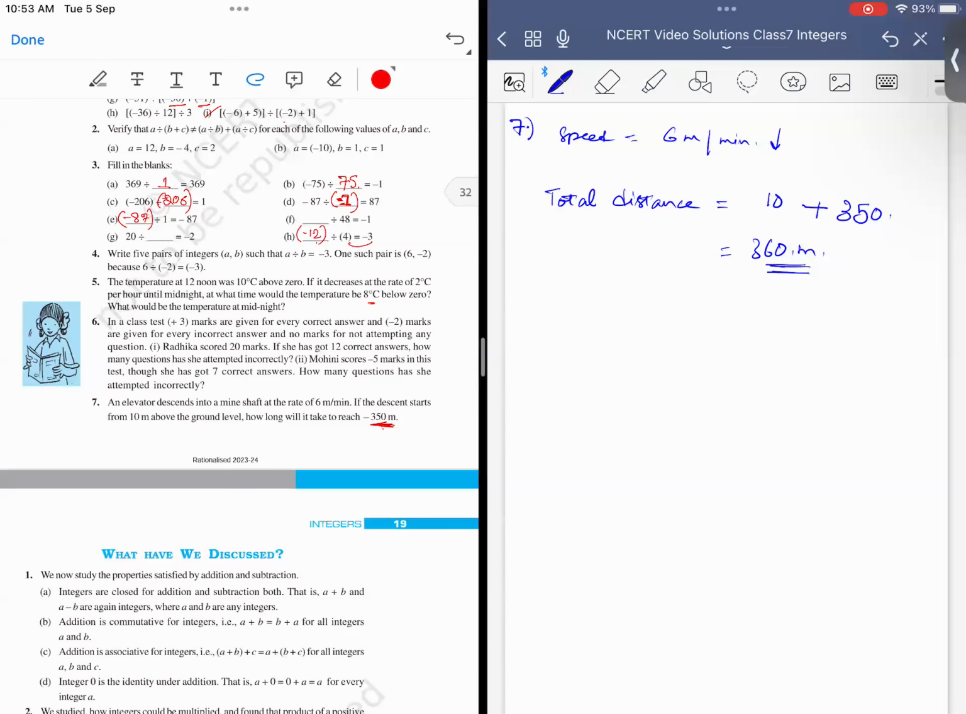So the time taken, it is asking how long will it take. We know that time is equal to distance upon speed. The distance is 360 meters and the speed is 6 meters per minute. So 360 by 6 is 60 minutes. That is 60 minutes, which is equivalent to 1 hour.